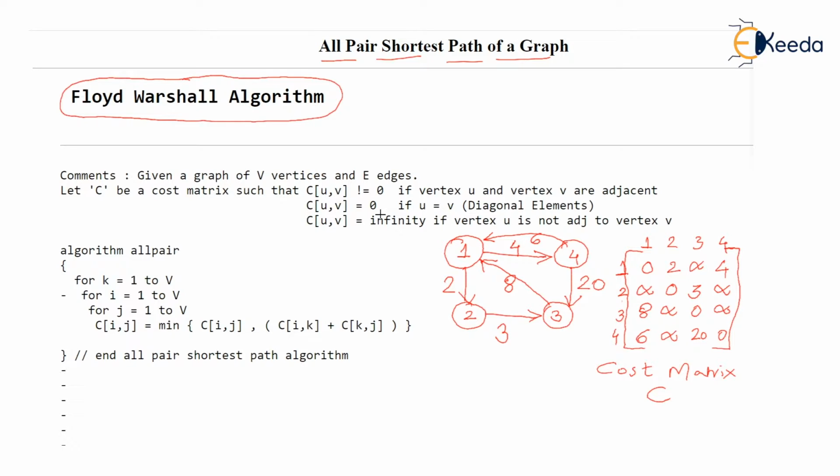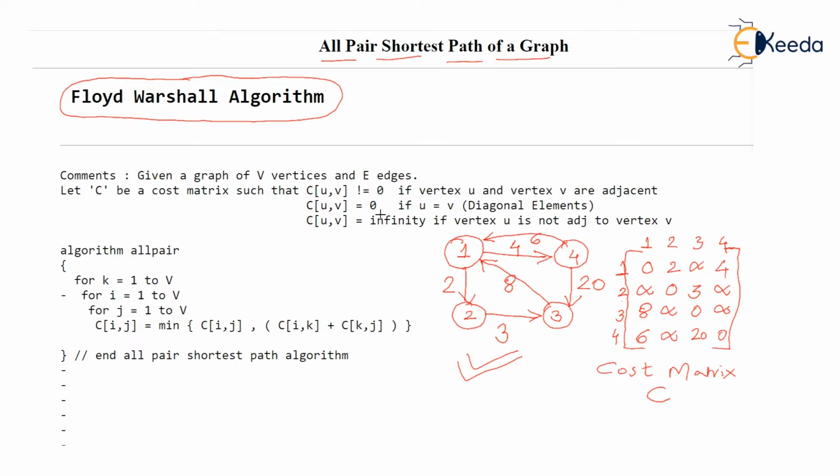Now, I have a graph over here which is having four vertices and some edges. I think 1, 2, 3, 4, 5, 6. Six edges are there in this graph, and it is a weighted directed graph. Every edge is having direction and every edge is having weight. So it is weighted directed graph.